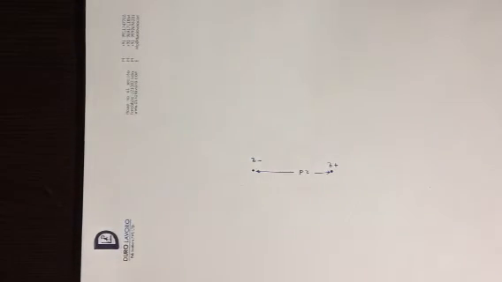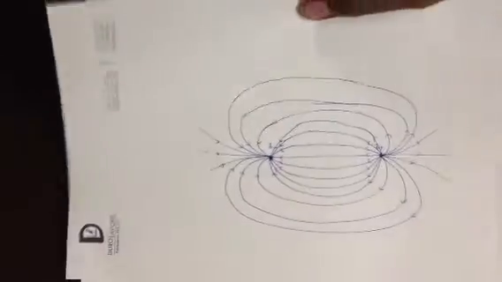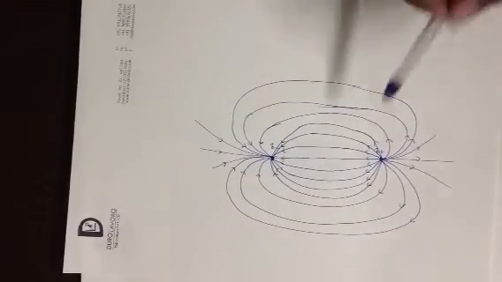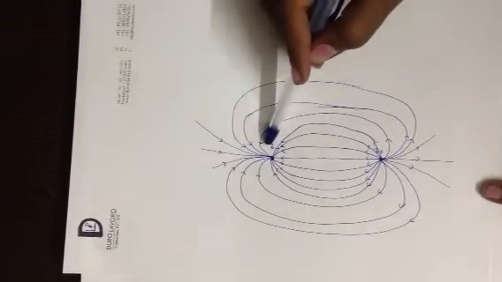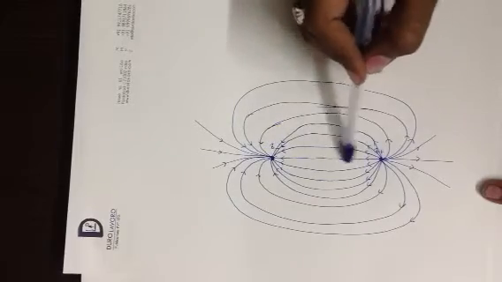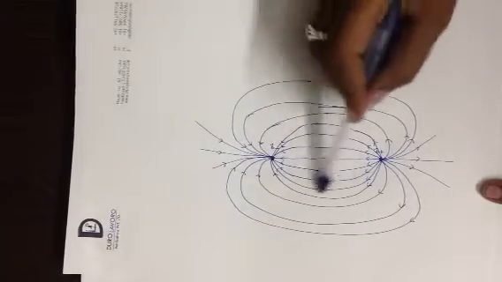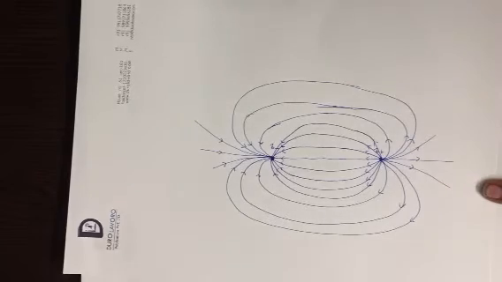Good morning. Today I would like to discuss the electric field due to a plus q and a minus q charge separated by a distance 2d. So the electric field lines will look something like this. A plus q charge, a minus q charge. Field lines will originate from positive charge and will terminate on negative charge.